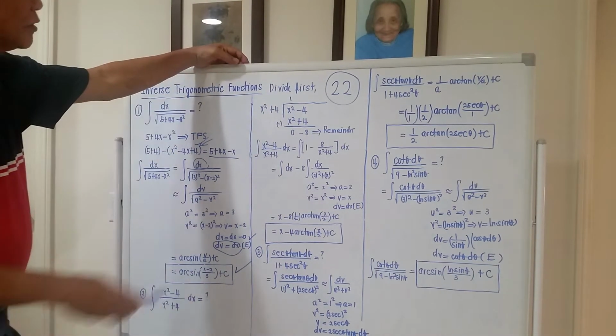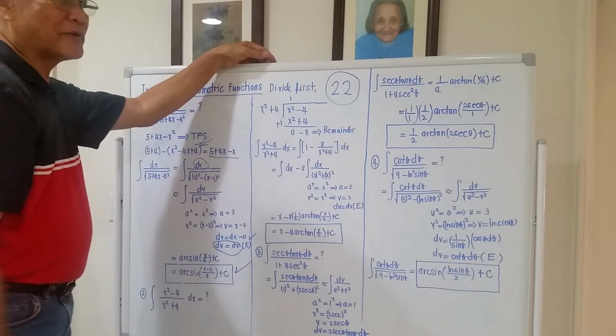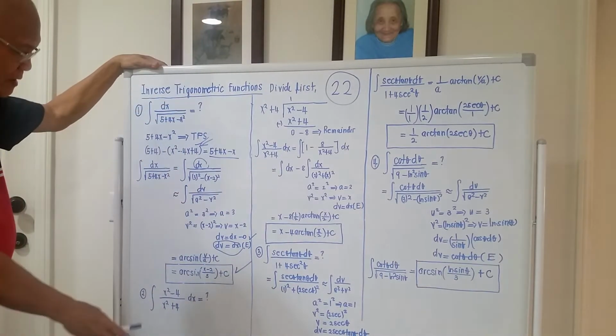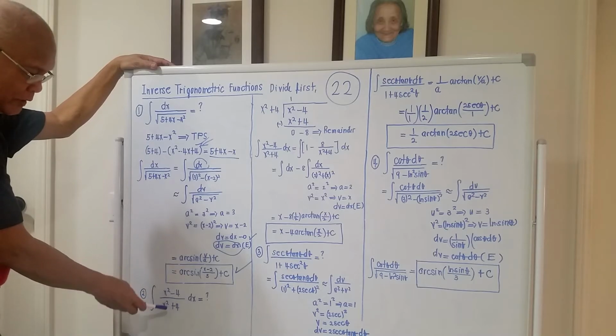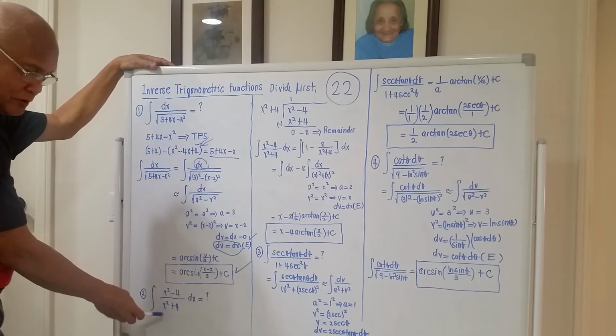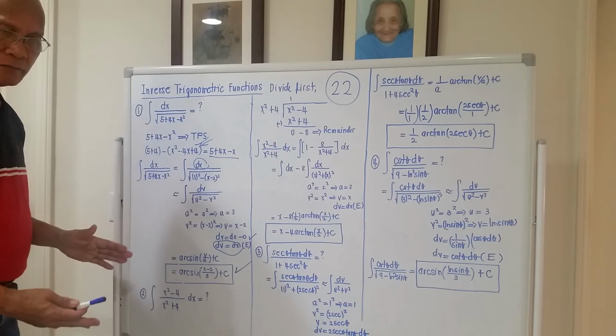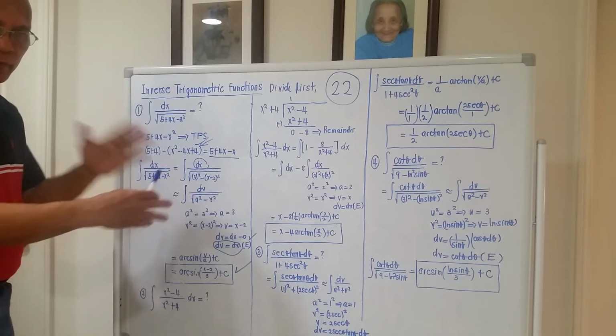To bring out the solution, we divide first. Why do we divide first? The highest power of x in the numerator is the same as the highest power of x in the denominator. So we divide first.